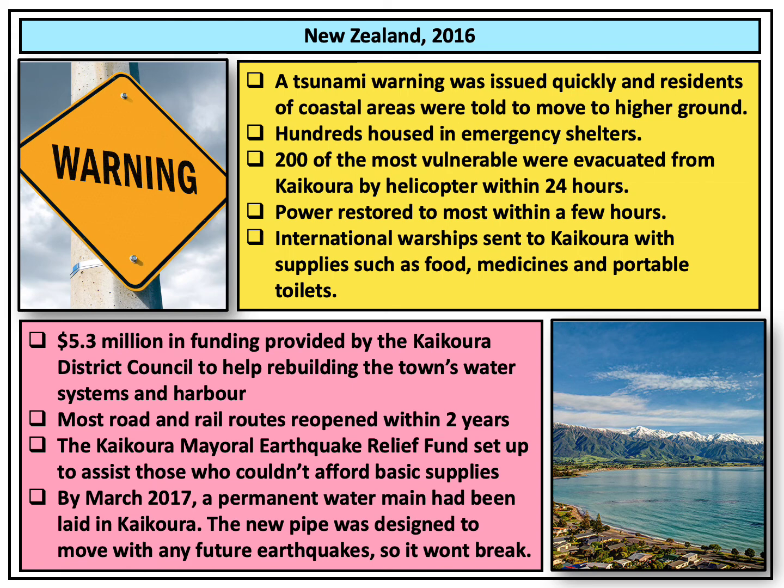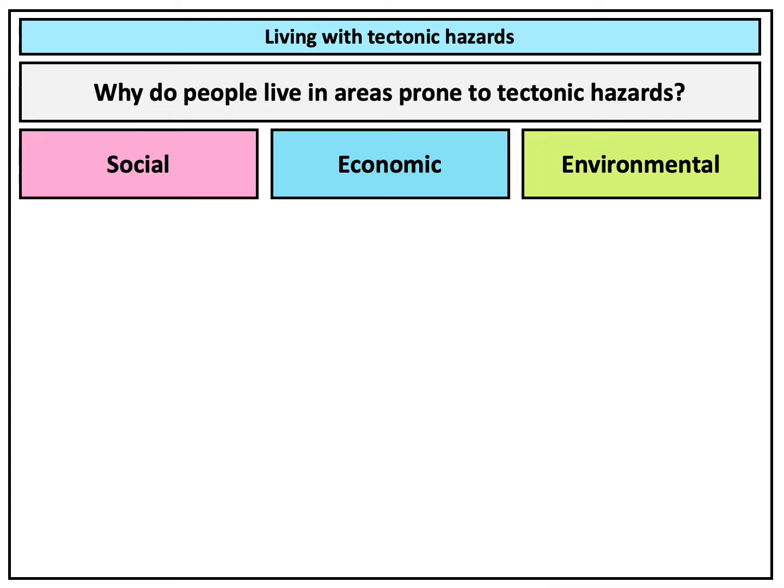Which then leads us on to the question of, why do people live in areas prone to tectonic hazards? Now, these reasons I have separated into social, economic and environmental, and I will talk through those, but please note that with some of these there is a little bit of a wishy-washy grey area.